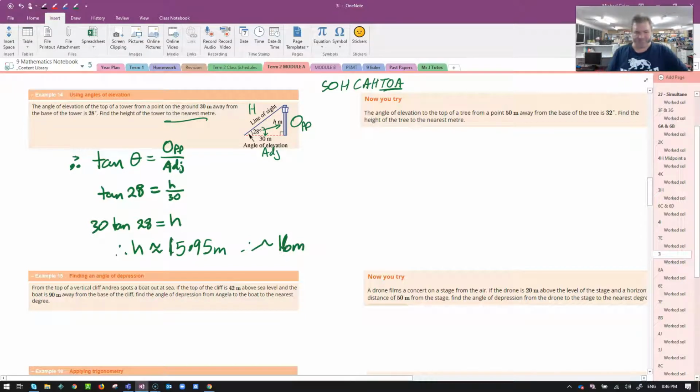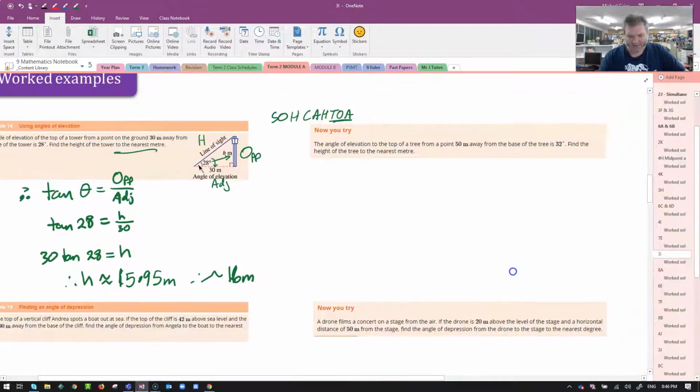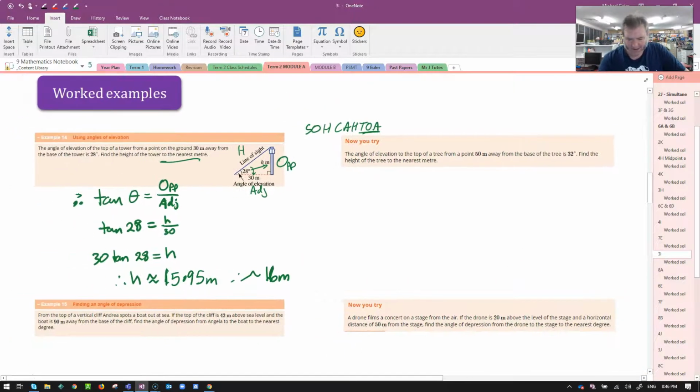It's that easy. It says for you to try this one, but I'm going to help you out again. The angle of elevation to the top of a tree from a point 50 metres away from the base of the tree is 32 degrees. You can pause it now if you want. I'm going to talk through this one though, rather than just show you the answer. Well done to you if you did pause it. If not, here's how I'd go about this one.